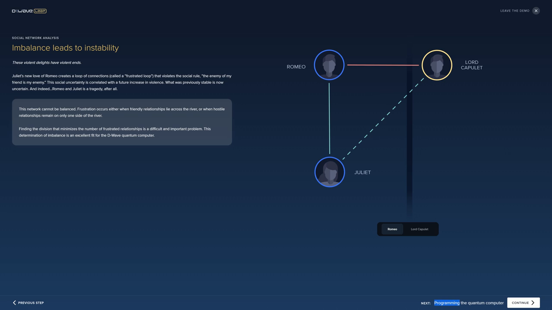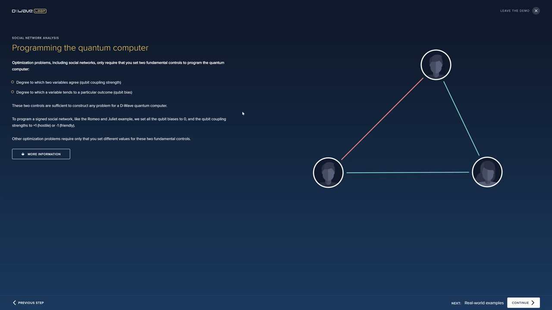Next, programming the quantum computer. Optimization problems, including social networks, only require that you set two fundamental controls to program the quantum computer. One, the degree to which two variables agree, qubit coupling strength. Two, the degree to which a variable tends to a particular outcome, qubit bias.